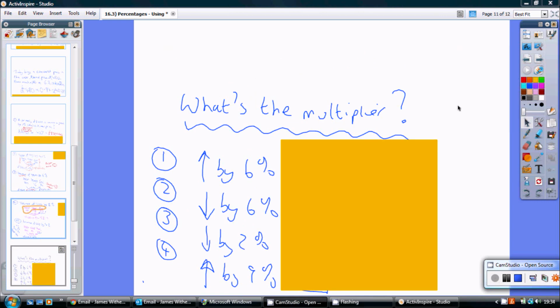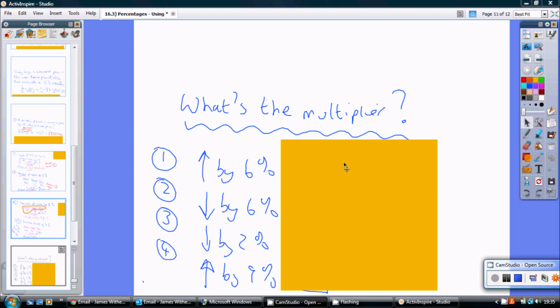So obviously the difficult bit is working out the multiplier. So let's just have a few where we just focus on those. So please can you work out the multipliers when we increase by 6%, decrease by 6%, decrease by 2%, increase by 9%. So pause the video, copy out the question and write down the answers.